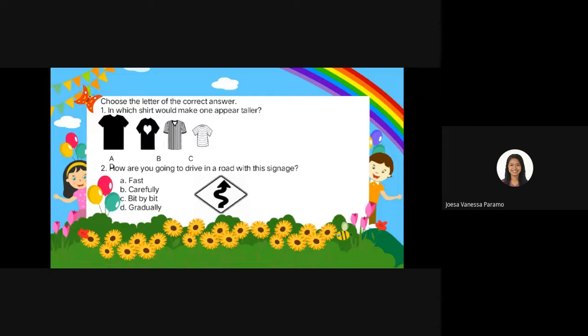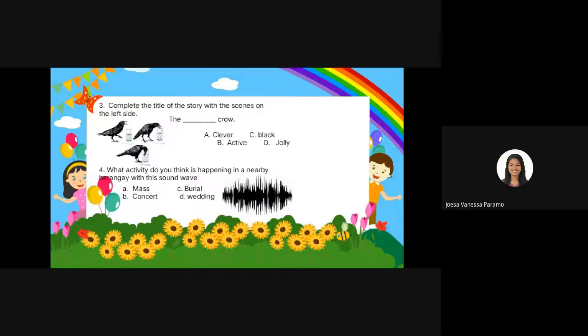Number two, how are you going to drive on a road with this signage? A, fast. B, carefully. C, bit by bit. D, gradually. Okay, letter D. And number three, complete the title of the story with the scenes on the left side. The blank row. Letter A, clever. Letter B, active. Letter C, black. And letter D, jolly. What's your answer?